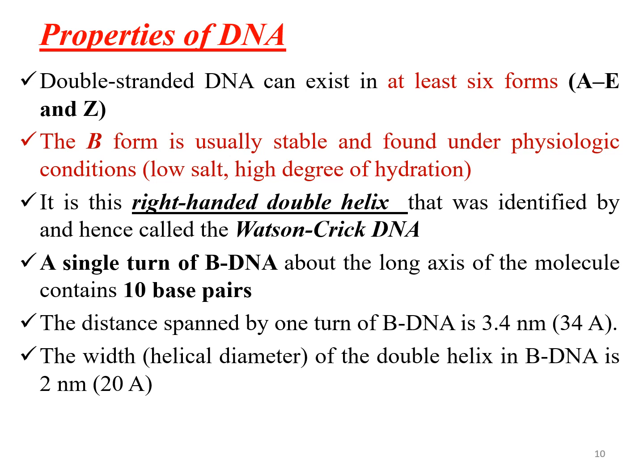A single turn of B-DNA about the long axis of the molecule contains 10 base pairs. The distance spanned by one turn of B-DNA is 3.4 nanometers or 34 angstroms, and the width or helical diameter of the double helix in B-DNA is almost 20 angstroms or 2 nanometers.